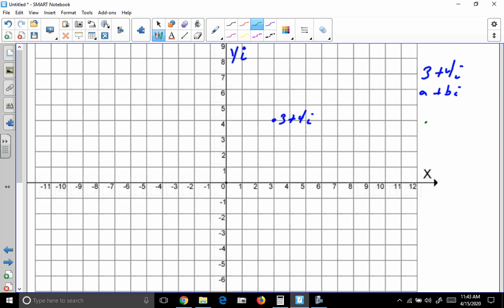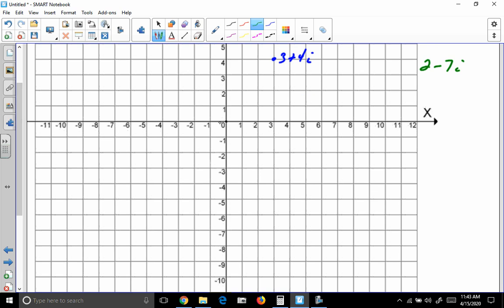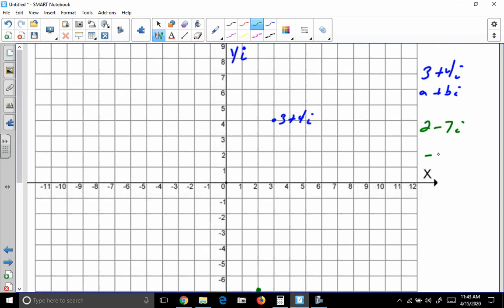If we wanted to plot 2 minus 7i, then we would go 2 in the real direction, so over 2, and down 7 in the imaginary direction. So we would have a point there. If we needed the point -4 plus 2i, we go to the left 4, that's in the real direction, and 2 in the imaginary direction. If we wanted to plot the real number 3, that has 0 imaginary part, so we would just go over 3.